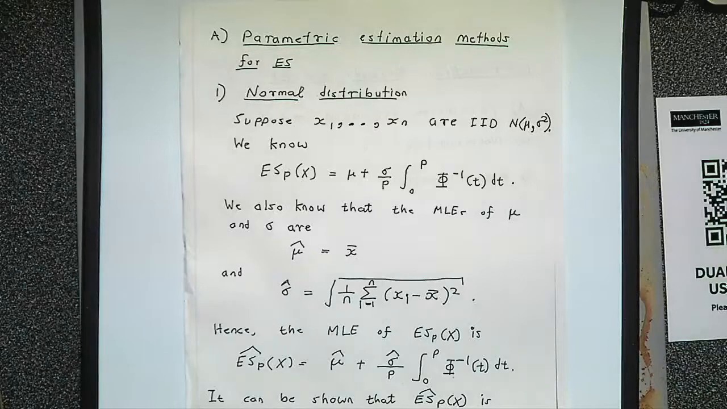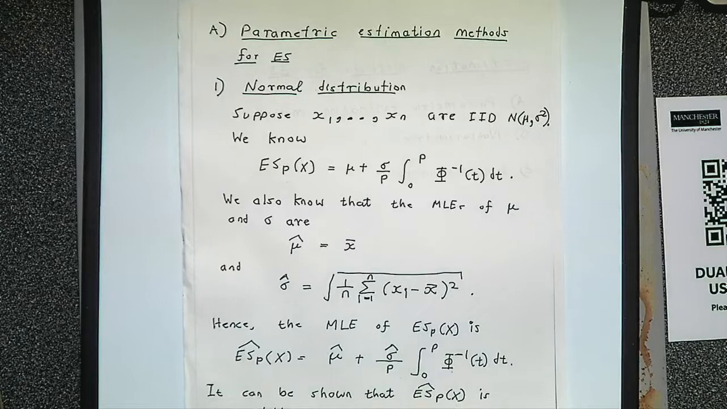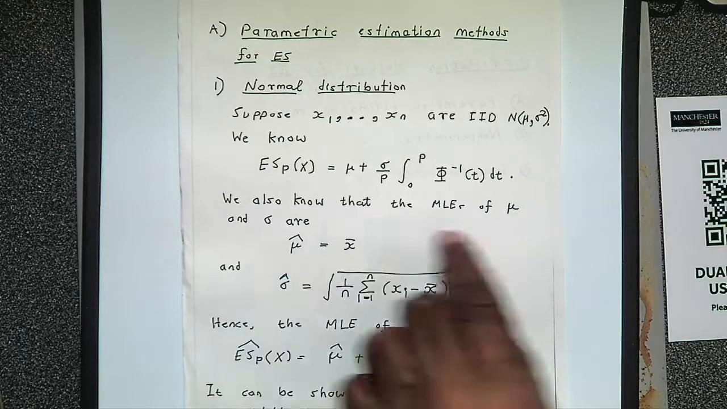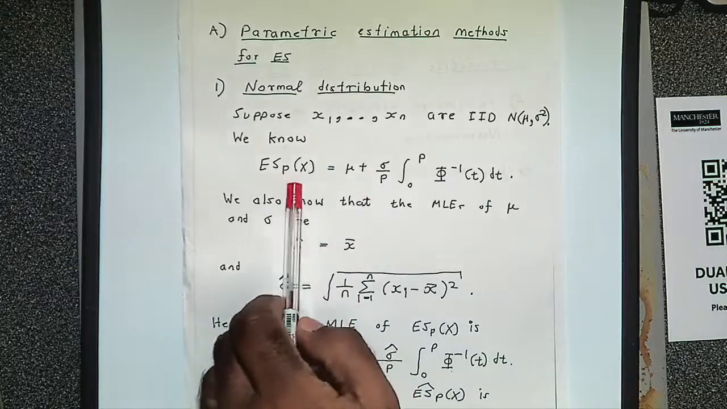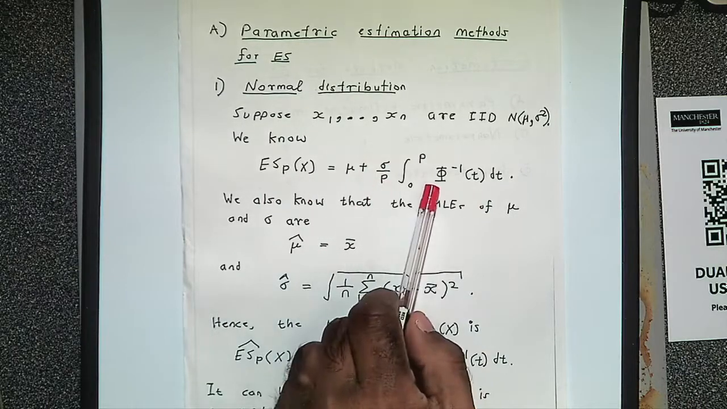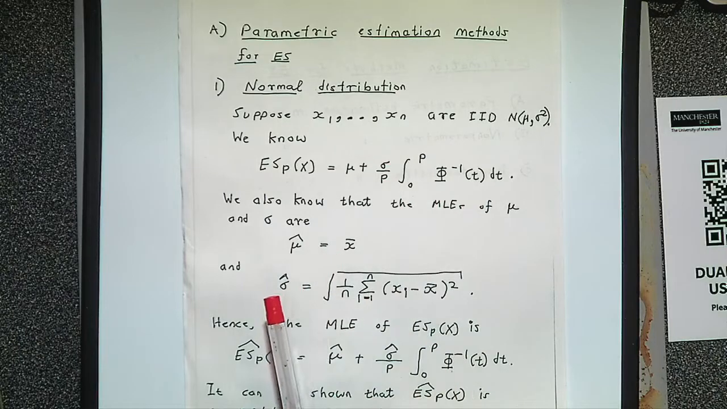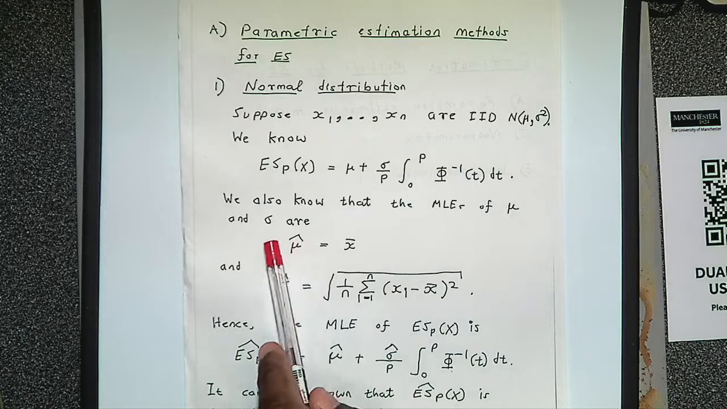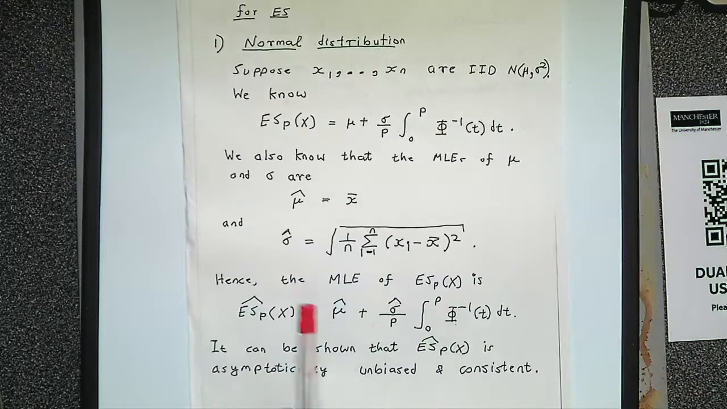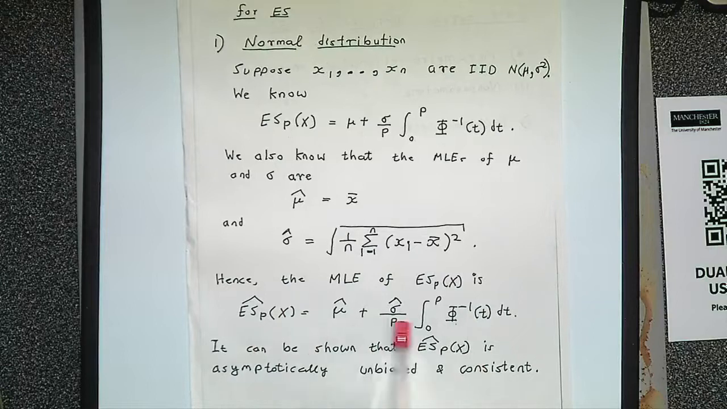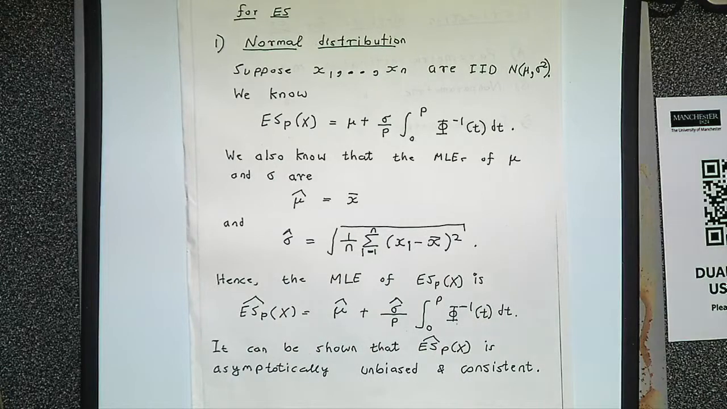Methods for expected shortfall. The first one is based on the normal distribution, and we know from about 2 weeks ago, I showed you for the normal distribution, the expected shortfall is given by this formula. And you should know from the statistical methods course, the MLEs for mu and sigma are this and this, right? And hence the MLE for the expected shortfall is given by this, right? So that's the first method.